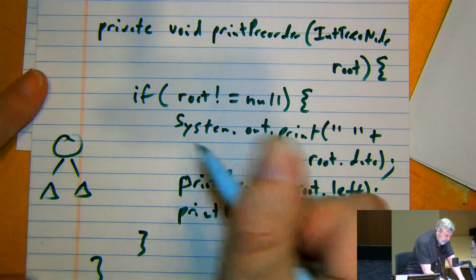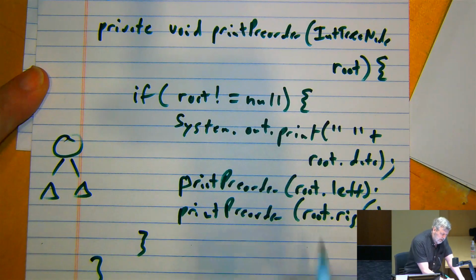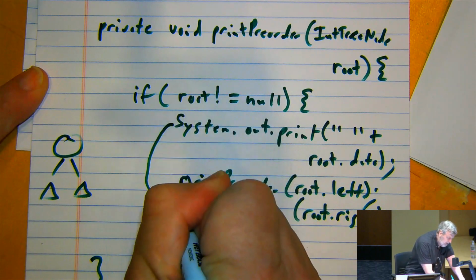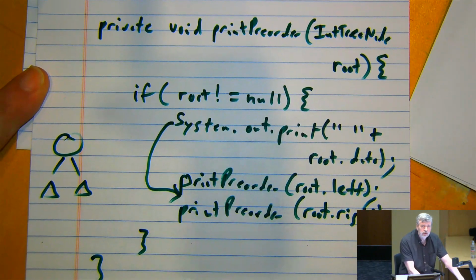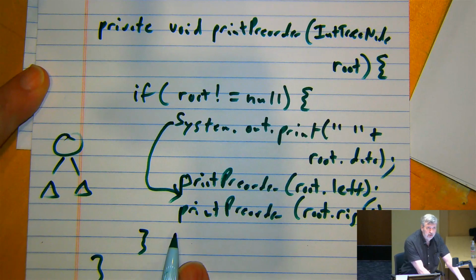I often ask people then, how do we change this to do inorder and postorder? If you put the printing command in between the two calls, you get inorder. If you put it after, you have postorder.